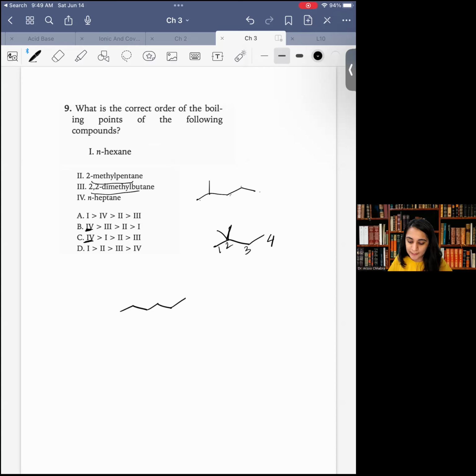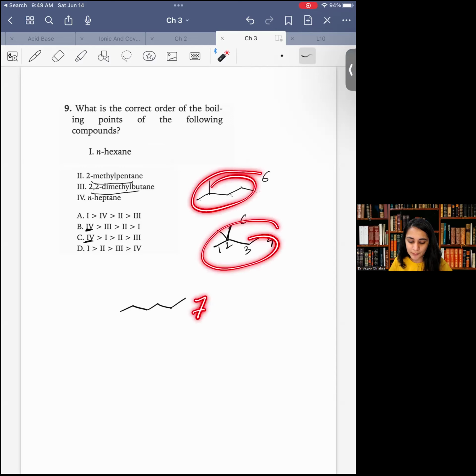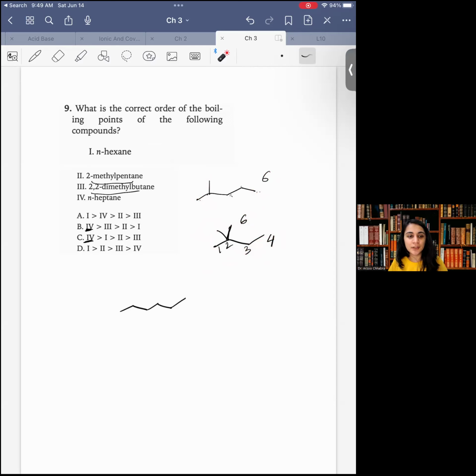So now a total of 6 carbons here, a total of 6 carbons here. But here's the thing, right? 6 carbons and 6 carbons and 7 carbons. So the more carbons, the higher the boiling point. And then as we start to get branching, it reduces the boiling point because the packing reduces. So effectively, amongst 1 and 3, 3 is 2,2-dimethylbutane, right?